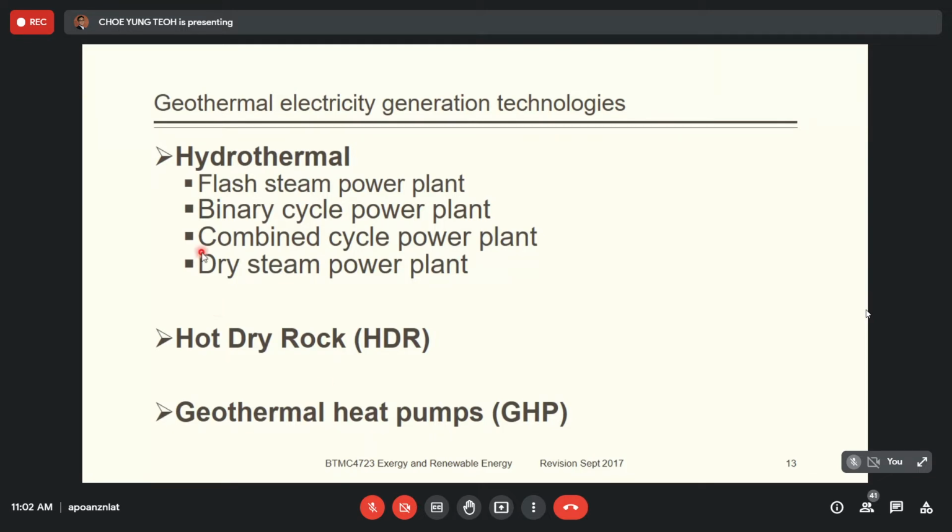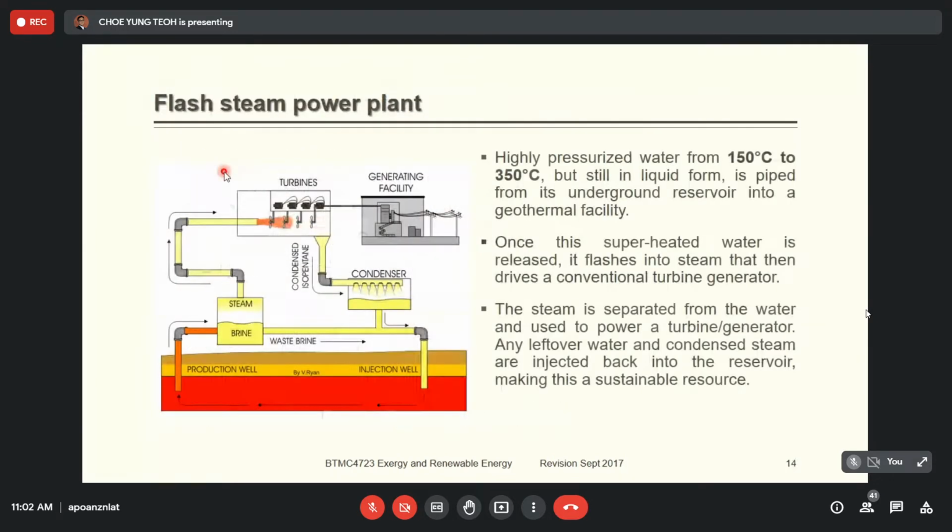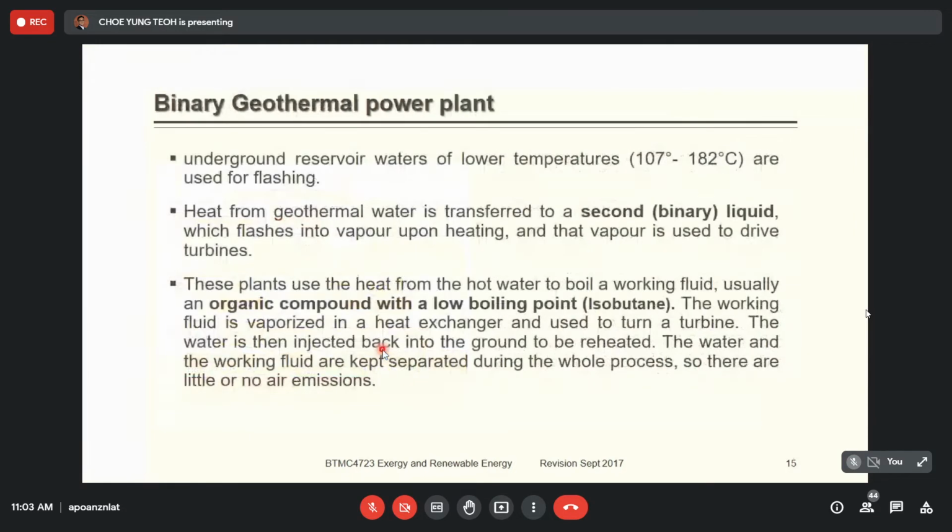Okay, so I remember we covered the flash steam power plant. This is flash steam, where the steam is not hot enough to be superheated steam, then we need to do the separation, separating the steam and the water. Okay, and then secondly is called the binary geothermal power plant.